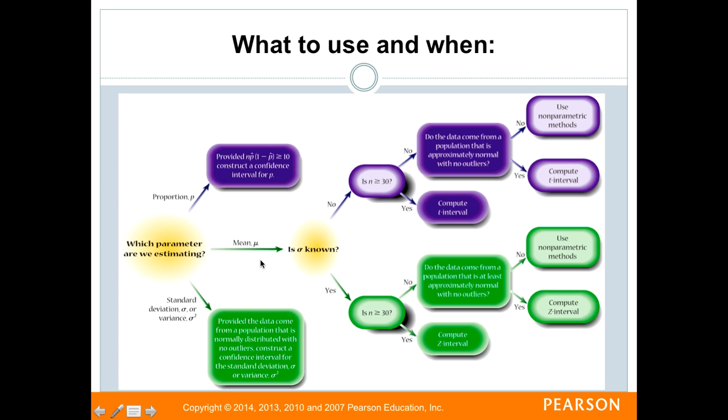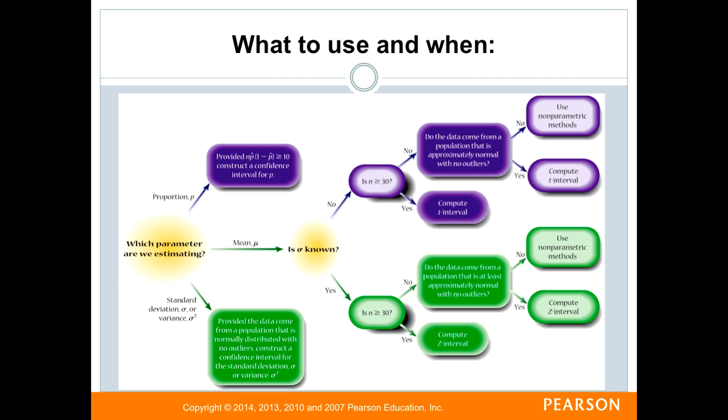Now, if you're estimating mu, your population mean, if sigma is known, which is not something that's typically going to happen, but if sigma was known, then you could calculate a z interval. This green part down here, we're not going to be doing in this class because there aren't going to be any questions where we actually know sigma. This green part over here, we're also not doing. We're not creating confidence intervals for our standard deviation.